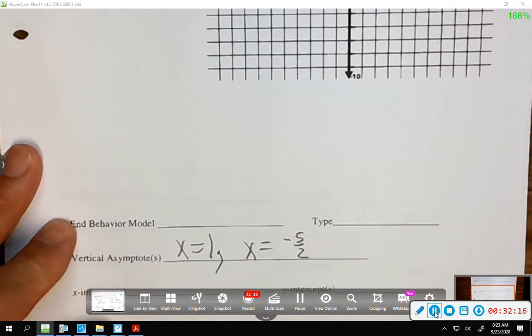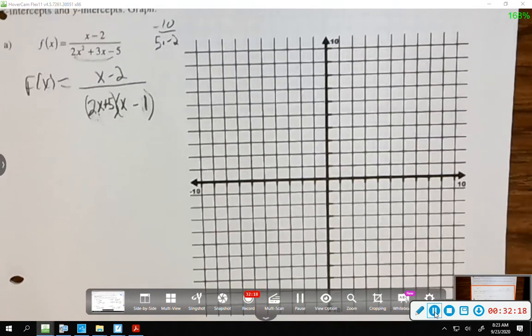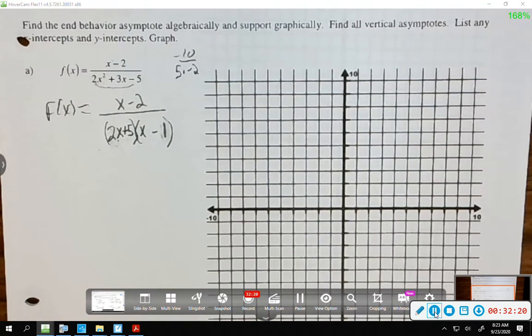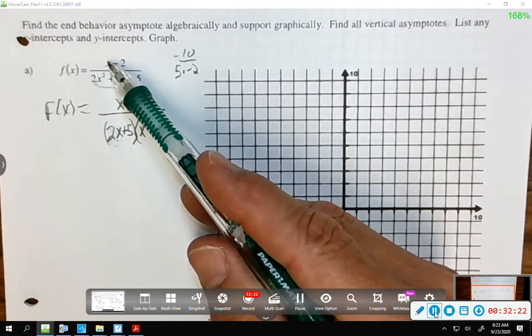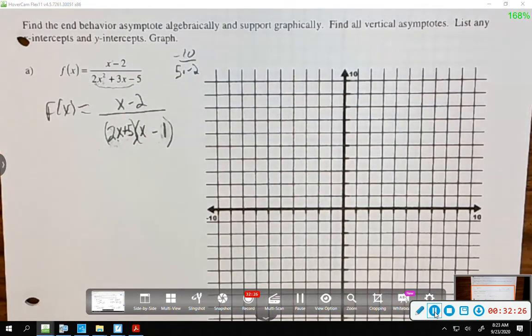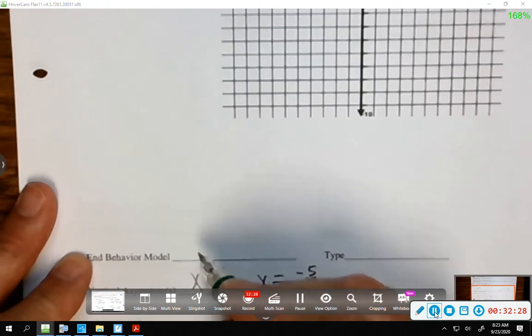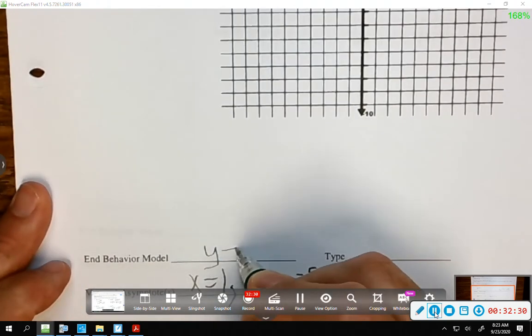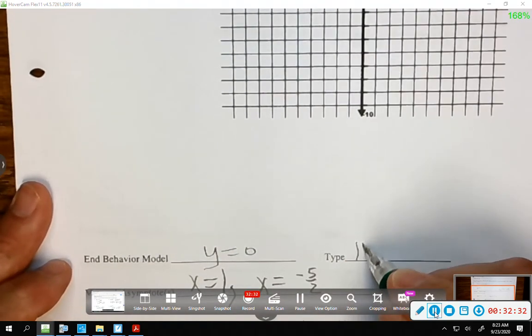The end behavior model. Remember, a horizontal asymptote is one form of an end behavior model. The degree in the numerator is less than the degree in the denominator. This has a degree of 1, this is a degree of 2. So y equals 0 is the end behavior model. It is a horizontal asymptote.